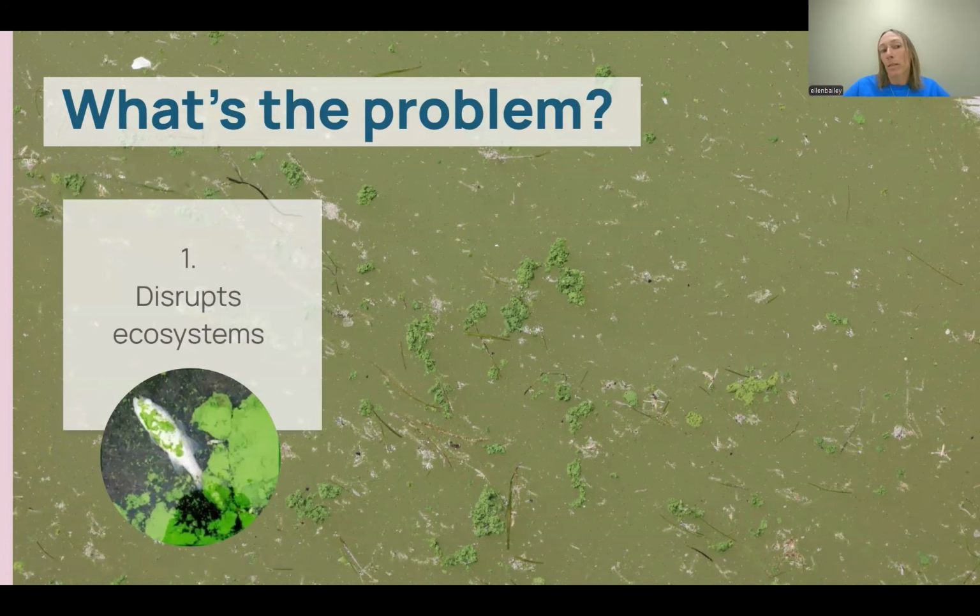So what's the problem with this? Well, it disrupts the ecosystem. There are naturally occurring other types of phytoplankton that might live in these lakes. But when the harmful algal blooms come in, they dominate and they take over. And so it's hard for them.